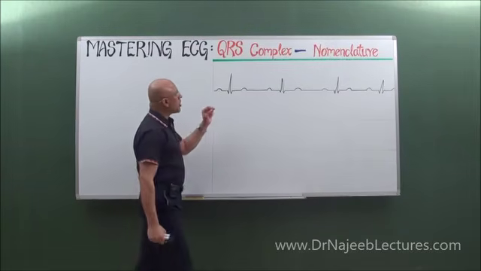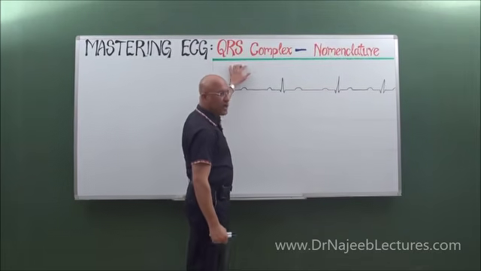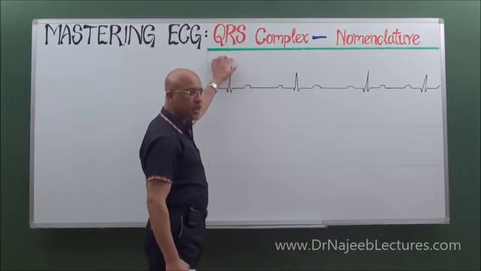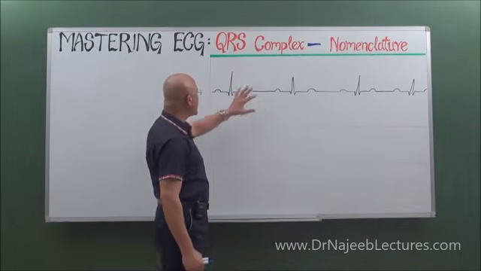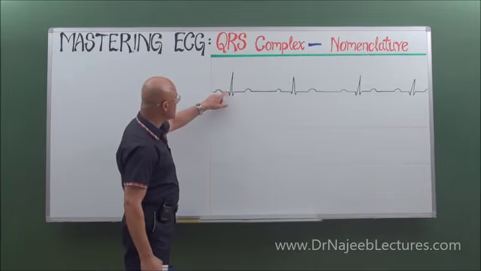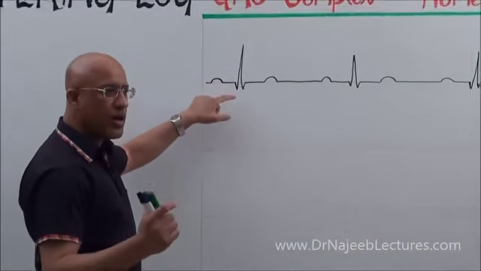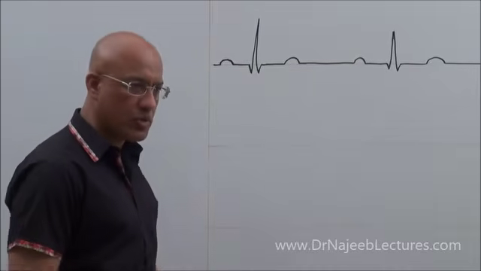Today we are going to talk about the QRS complex and the nomenclature of the component waves which make up the QRS complex. In a classical ECG, we can see that this is the QRS complex. First of all, how is the QRS complex produced?